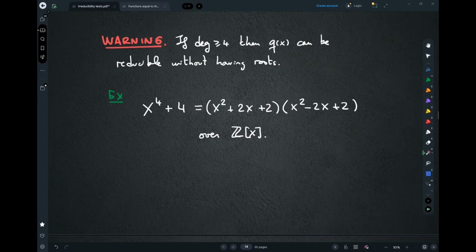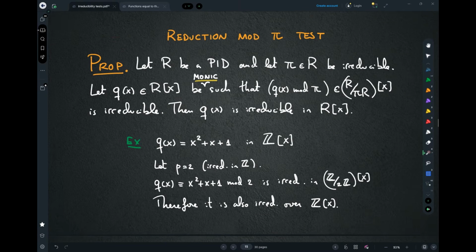Now, if the degree of the polynomial is bigger or equal to 4, then it can be reducible without having roots. So for example, this polynomial that I had before, x to the 4 plus 4, might look irreducible at first sight because there are no roots, but it does factor as a product of two polynomials of degree 2, each one of which does not have a root over the integers or over the rational numbers, but it does factor. So this is not irreducible over the integers.